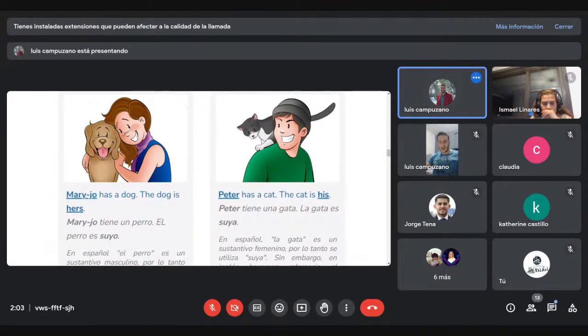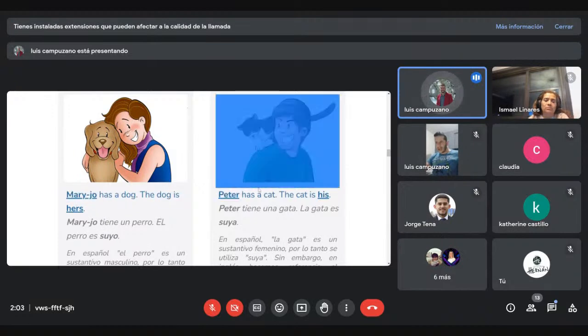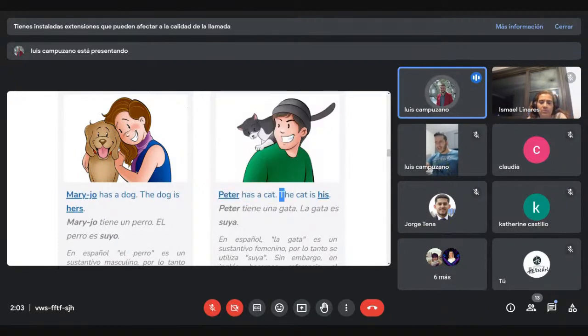Mary Jo has a dog. The dog is hers. Hers está tomando el lugar de Mary Jo, right? Because Mary Jo is like saying she, right? Peter has a cat. The cat is his. When we say his, we are referring to Peter.